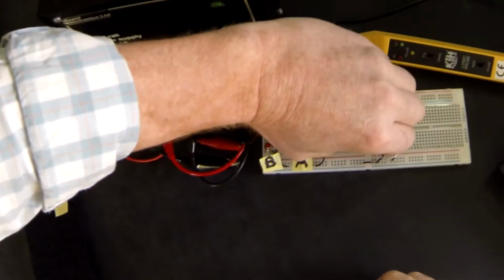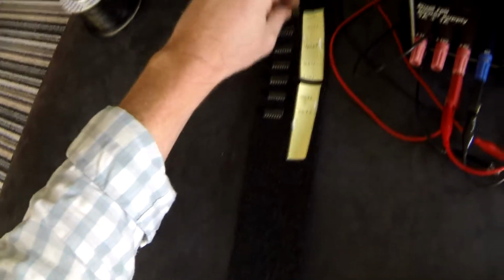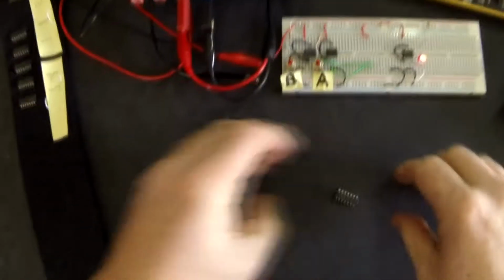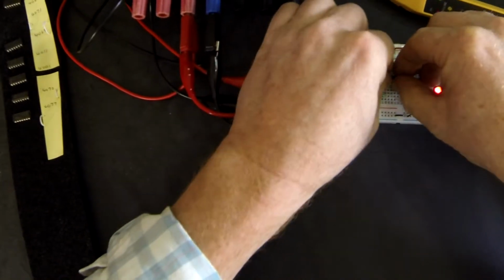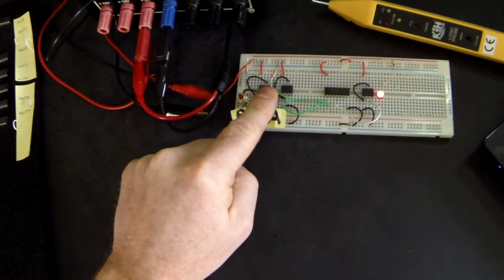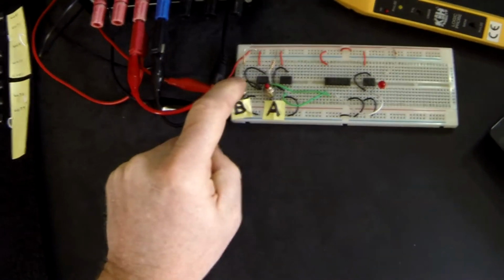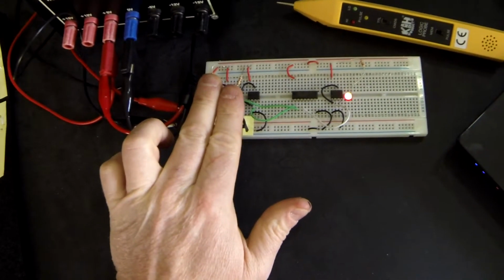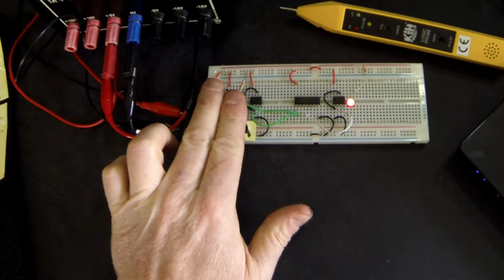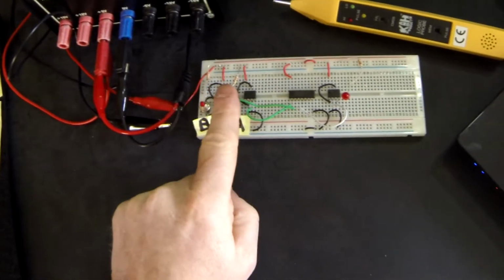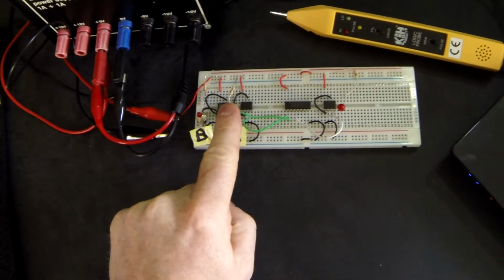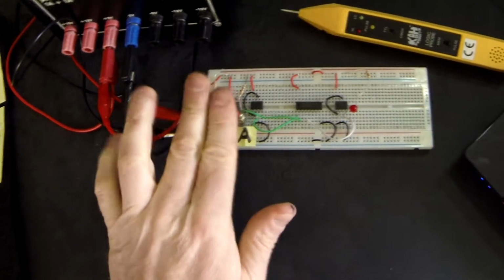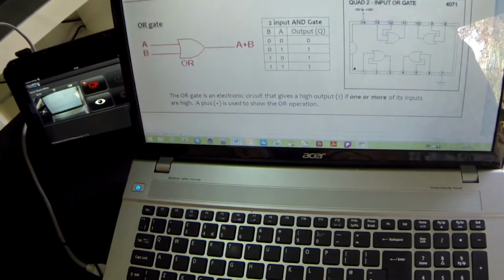So I'm going to remove my 4081. Put my 4071 in. I press A, the LED comes on. I press B, my LED comes on, and I press A and B, and my LED comes on. So A or B and both. Good. So that was our OR gate.